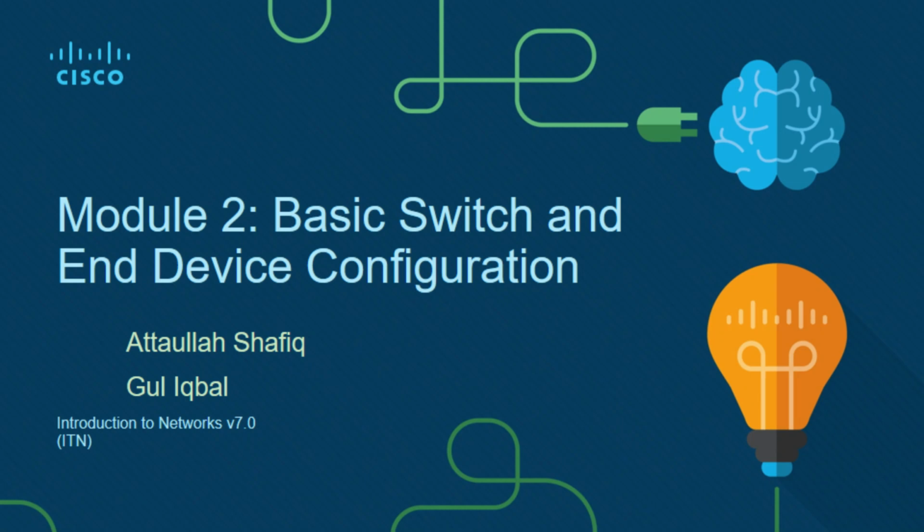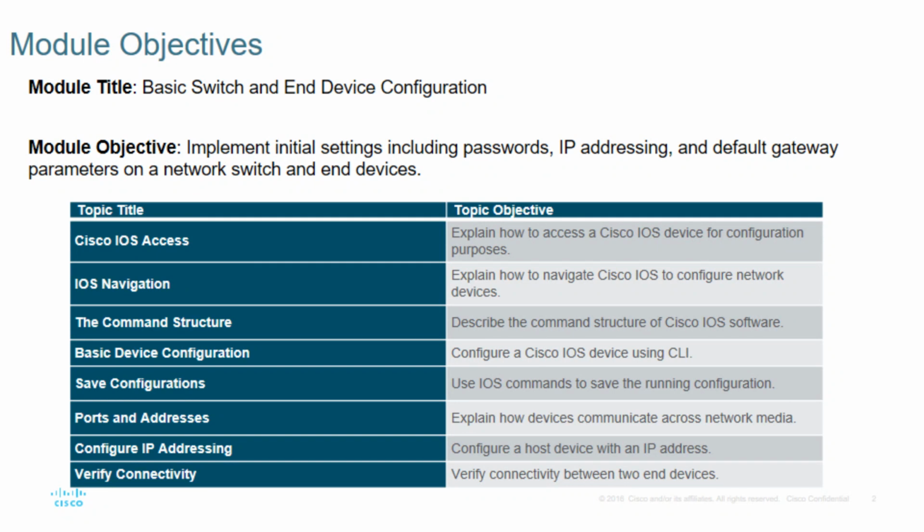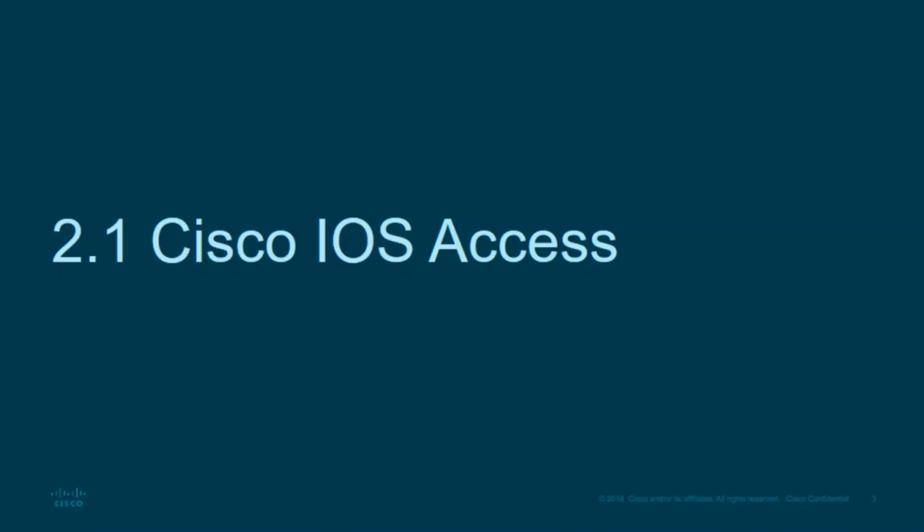Welcome to module 2. In this module we will discuss the basic configuration of switches and devices. You will gain a basic understanding of the way network operations work, and here are the objectives for this module. Our first objective is Cisco IOS Access.